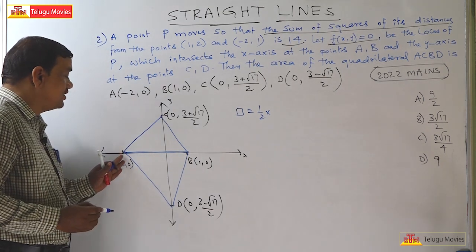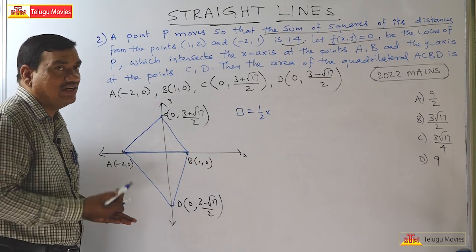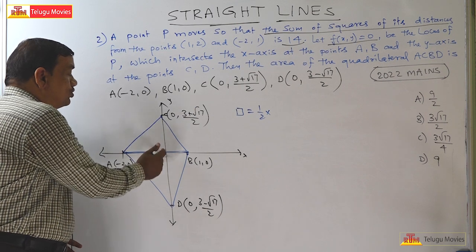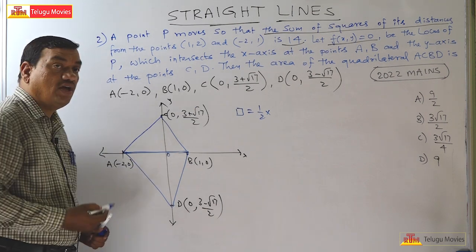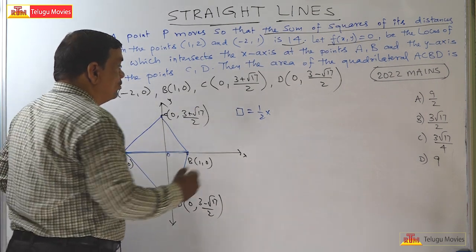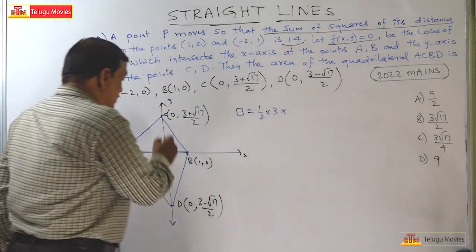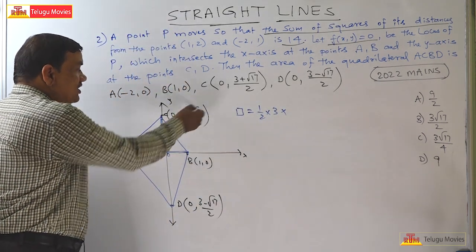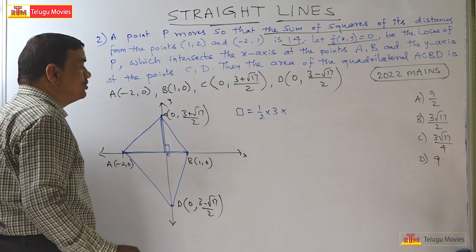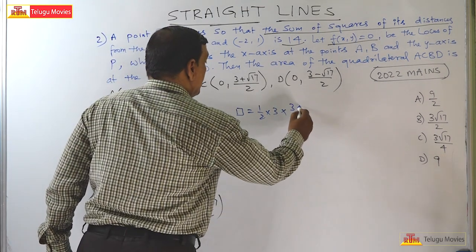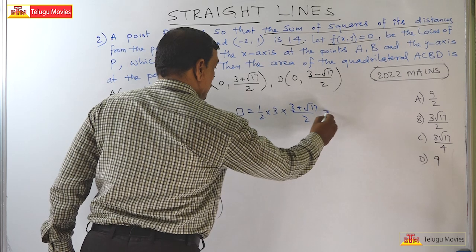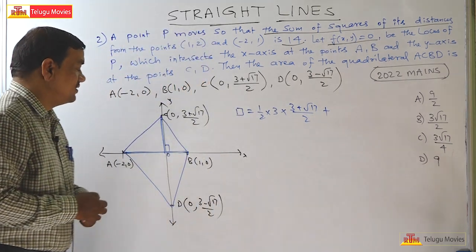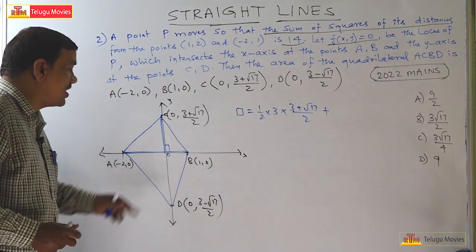See here, from -2 to 1, how much distance is there? 3 units. From -2 to 0, 2 units. From here to here, 1 unit. So that is equal to 3 units into, this will be your height. Your height is equal to how much? 3 plus root 17 by 2, plus what is the area of the below triangle ABD?